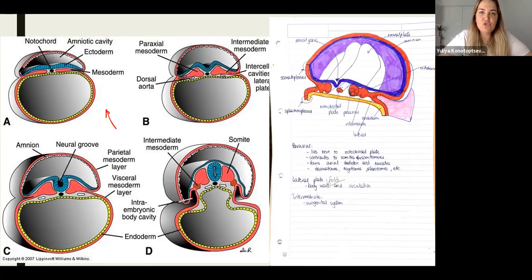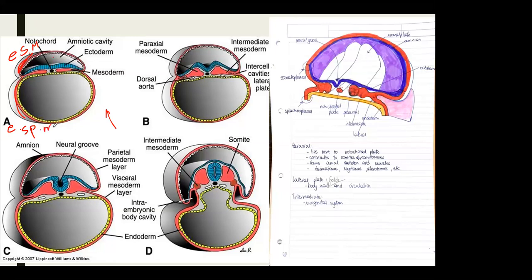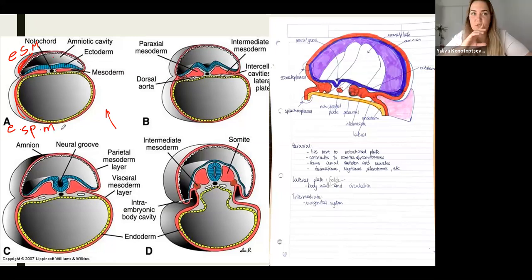Remind me, which tissue is on the top of the amniotic cavity? It's going to be extraembryonic somatopleuric mesoderm. Which tissue is on the top of the yolk sac? Splanchnopleuric mesoderm.